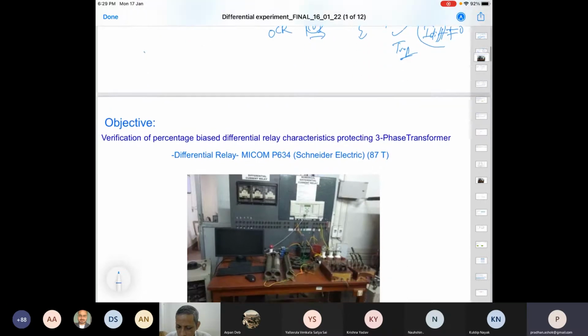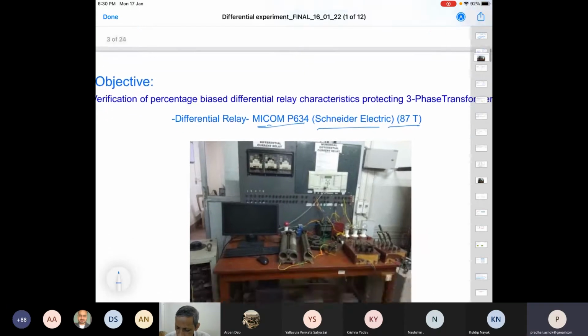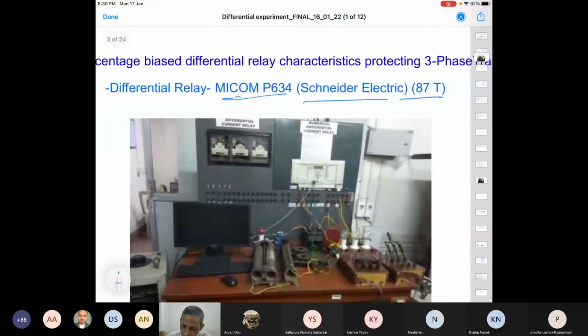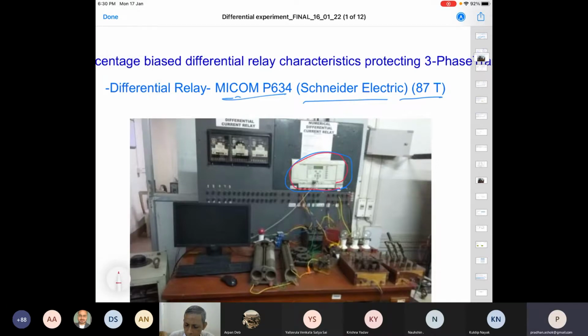In this experiment, we have the Schneider Electric MiCOM P634. This is the relay model we talk about. Schneider donated us two or three relays, and we are using them. So this is the relay part, and this is our testing part. Earlier relays, consider these electromagnetic relays. They are in that same panel also.